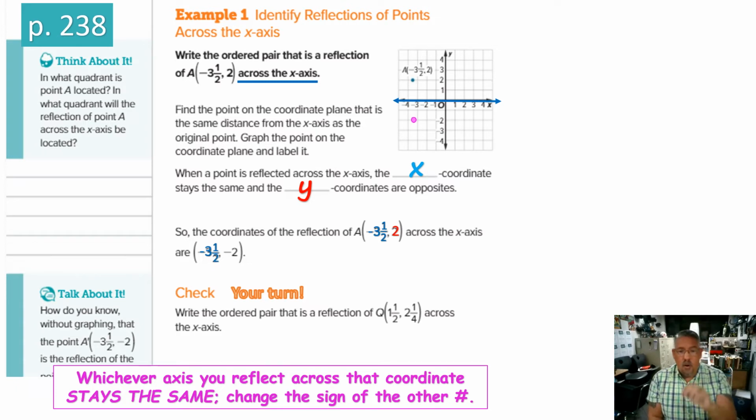All right, so I want you to see if you can figure out what the ordered pair would be for this example for point Q. What is the reflection of point Q when its location is 1.5, 2 1/4 for its ordered pair? Pause the video and then check your answer.